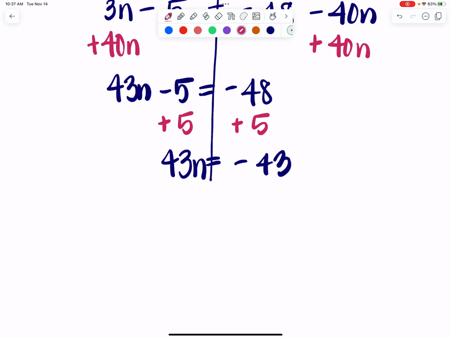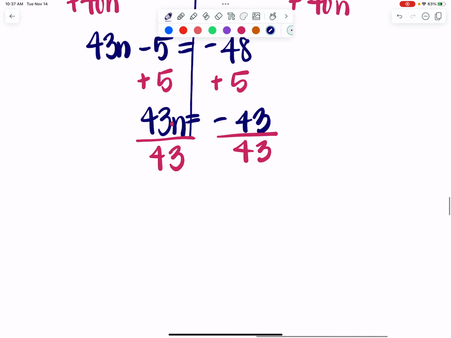Now I need to separate you and your best friend. You guys are multiplied together, so I need to divide you. So n is negative 1.